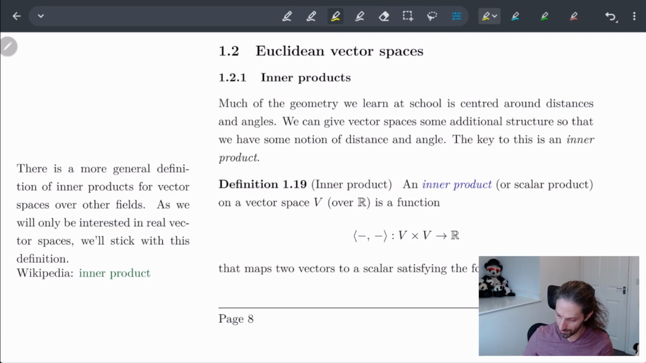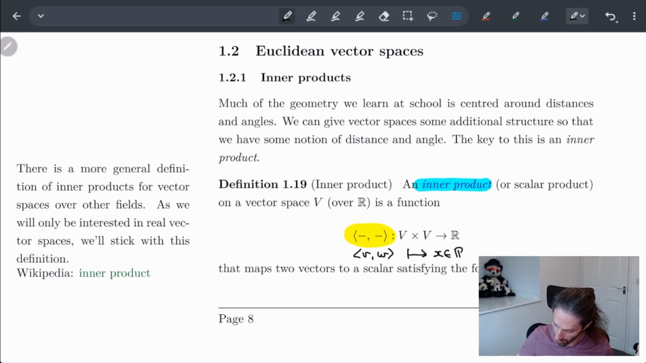So an inner product on a vector space over R is basically some function, and we'll always denote it with these little bracket symbols, from V cross V to R. If you haven't seen notation like this before, it's saying that a pair (v, w) gets sent to some number x, for example. So here x is in R, and v and w are in V. This is the way to think about this if you haven't seen notation like this before.